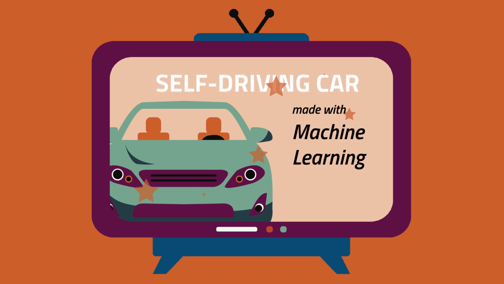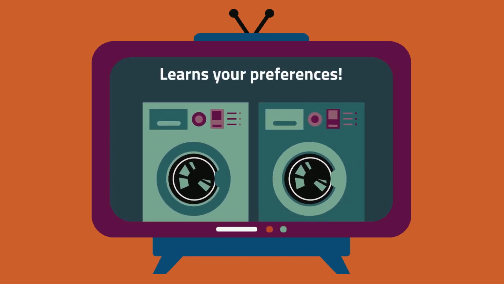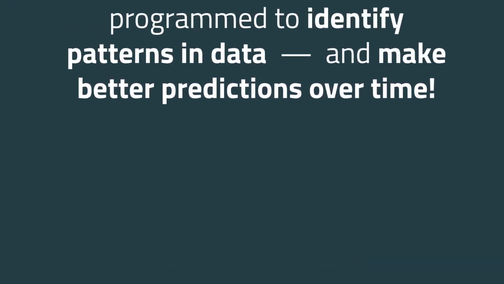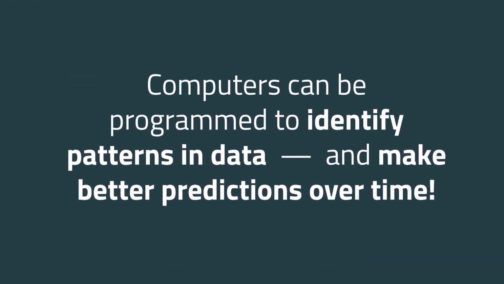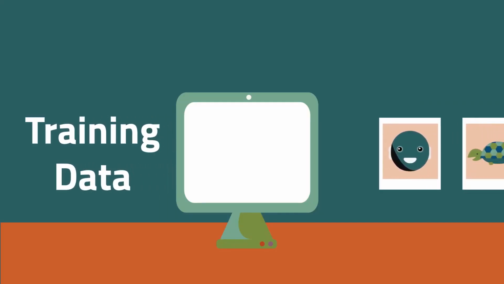By now, you've probably heard the term machine learning. Machine learning describes how computers can be programmed to identify patterns in data and make increasingly accurate predictions over time. A lot of machine learning works by using training data.